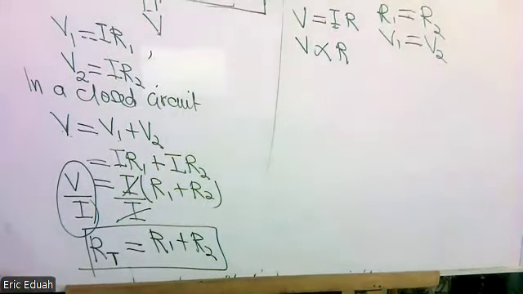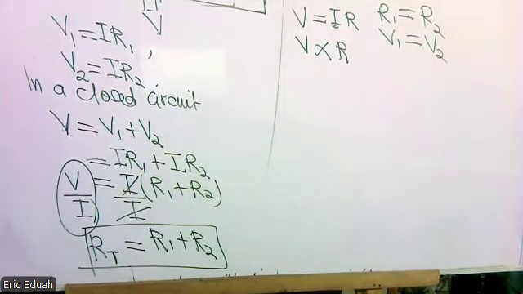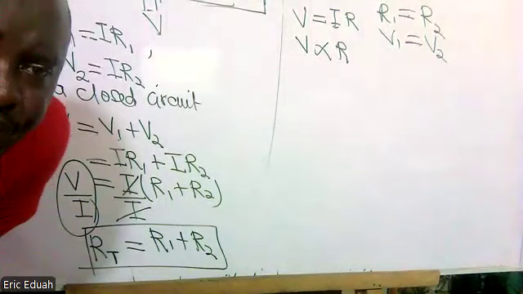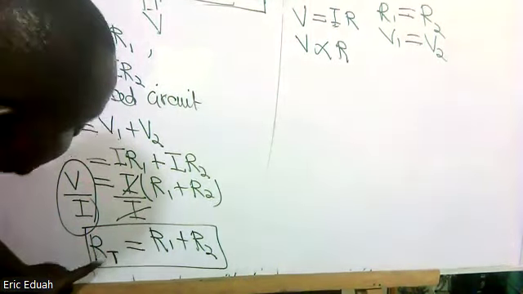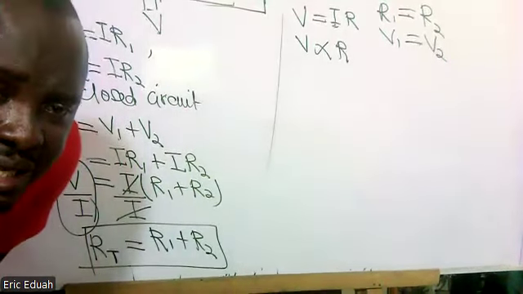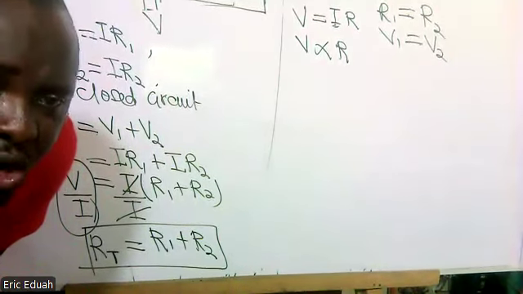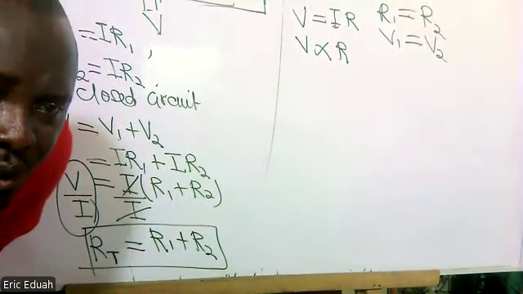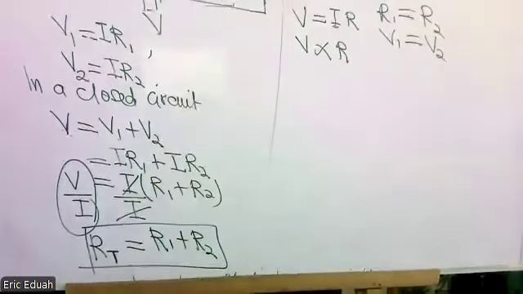It is termed the total resistance or equivalent resistance. What this relation means is that if you have resistors connected in series, the total resistance is equal to the summation, the algebraic sum of all the resistances within the circuit. Are you okay? Hello, are you okay?